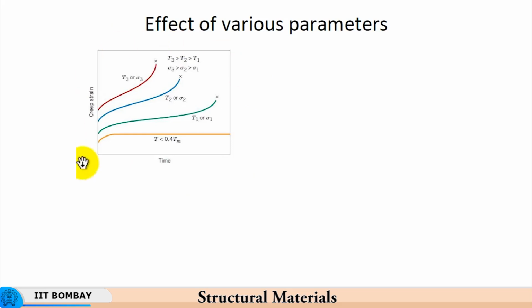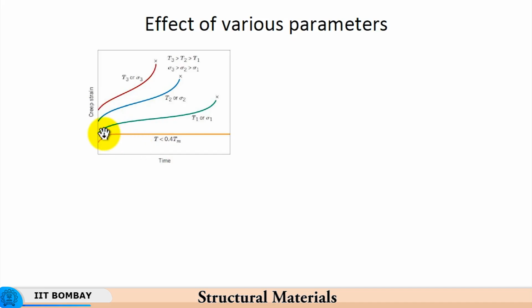So, now if you take the effect of various parameters on this, you see that here there is a sudden rise in creep strain, and then there is a gradual reduction in the creep strain rate, after which it is constant. So, practically below 40% of melting point, below homologous temperature of 0.4, you do not have any creep at all, because now you have the creep strain which is sustained.